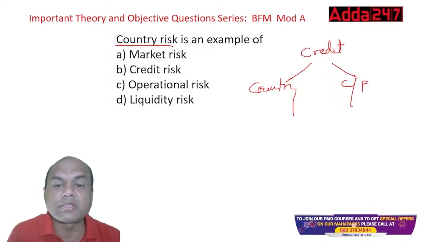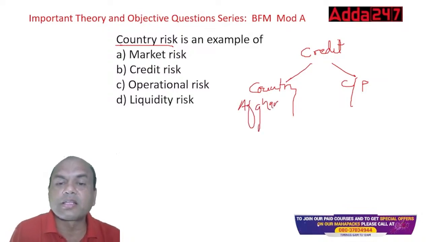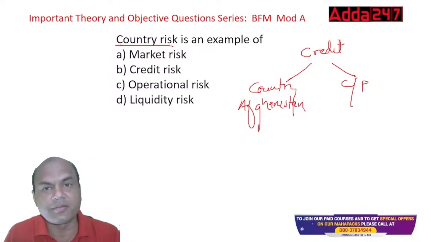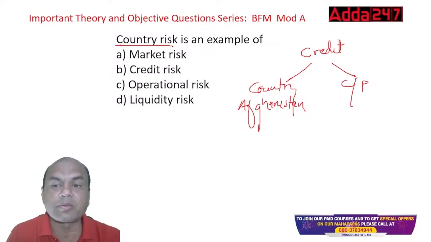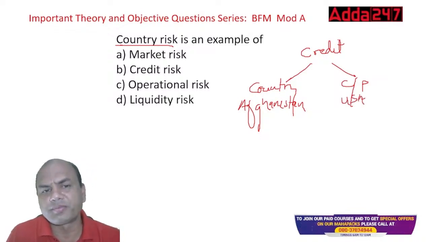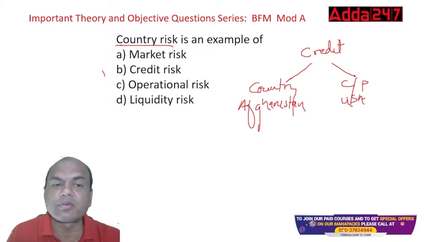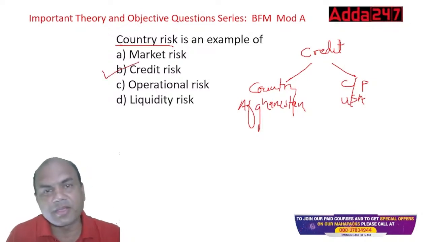Country is in problem, for example Afghanistan, Pakistan, Sri Lanka. Counterparty, for example USA: the country is good but your party is bad, not paying you. So country risk is part of credit risk. Got it?